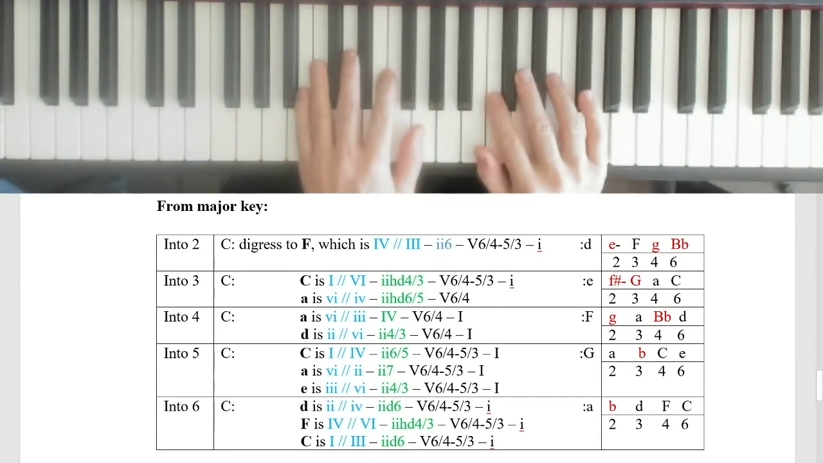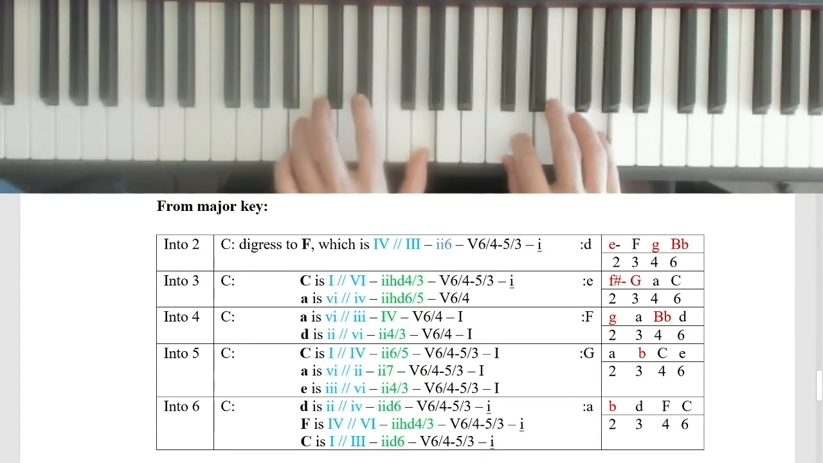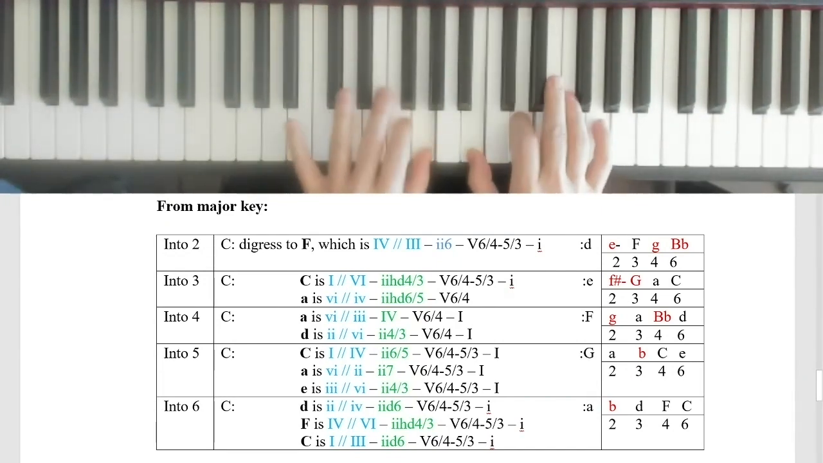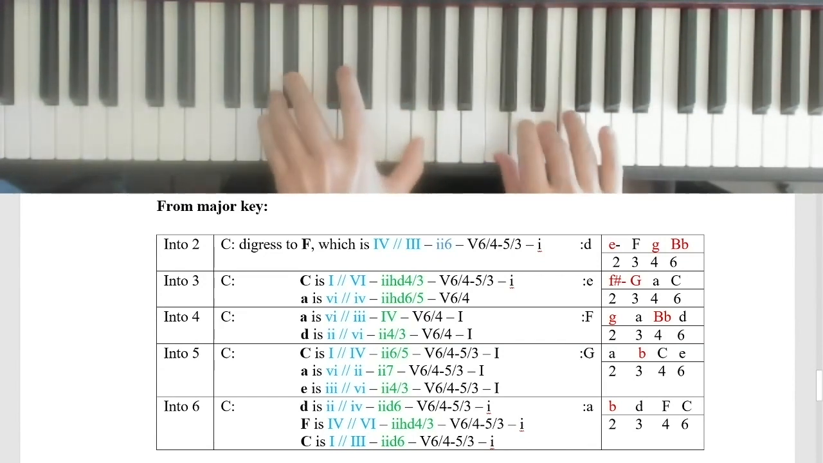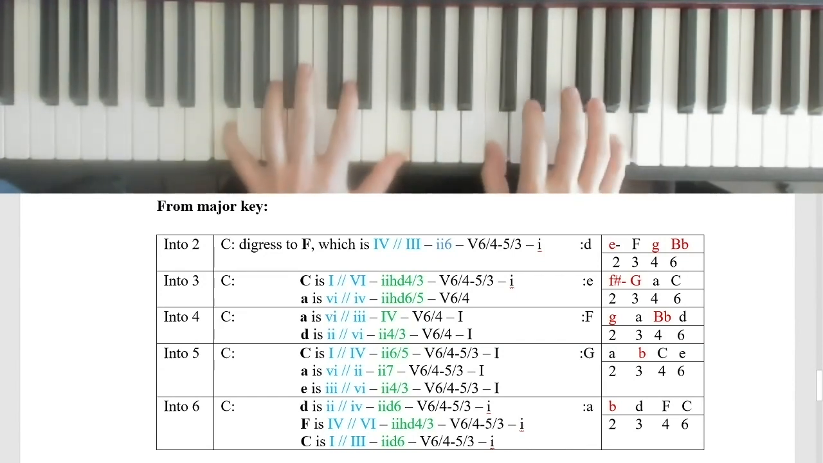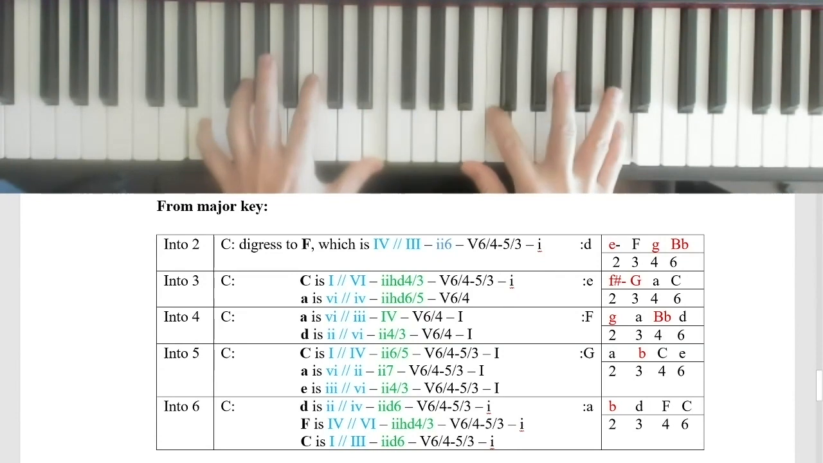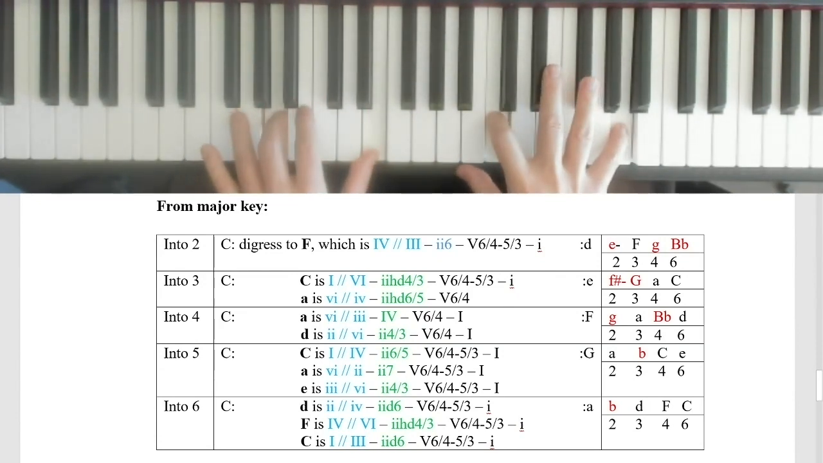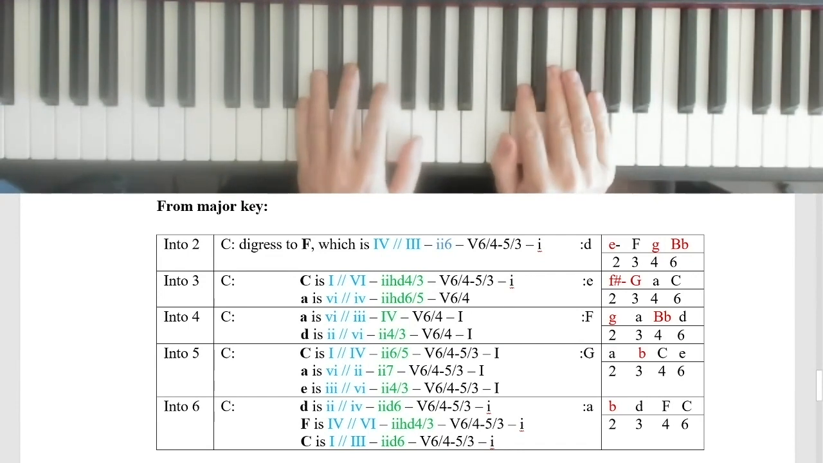Now with F as the pivot chord. And the last one, pivot chord, is tonic triad in C major.